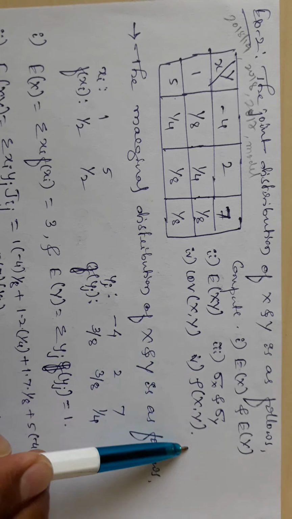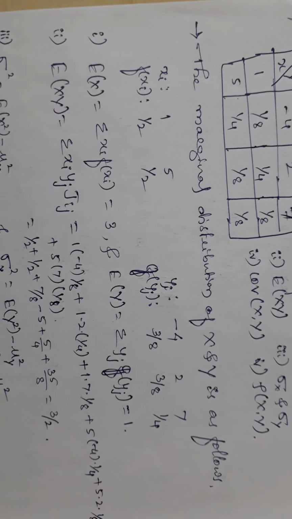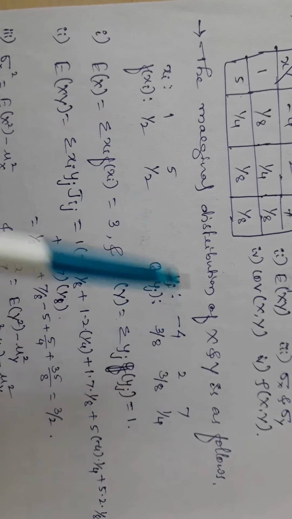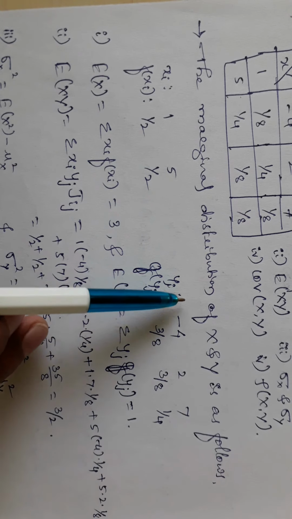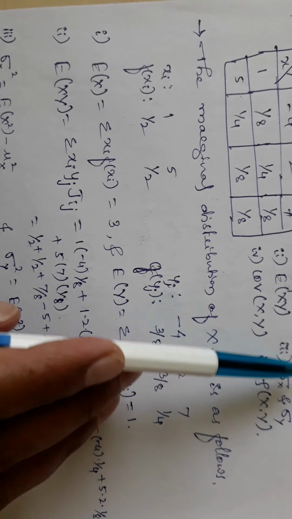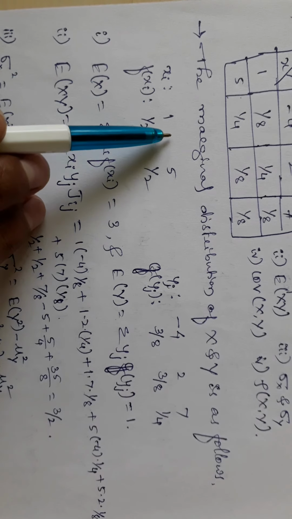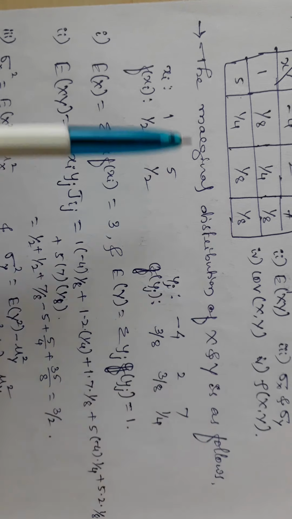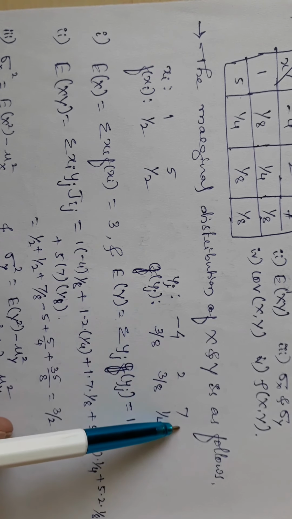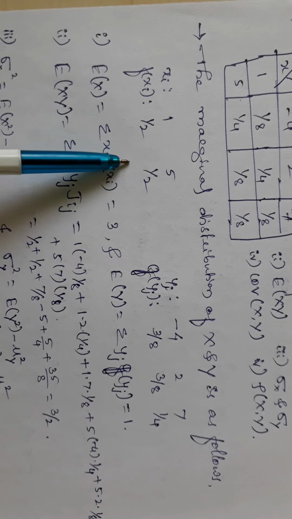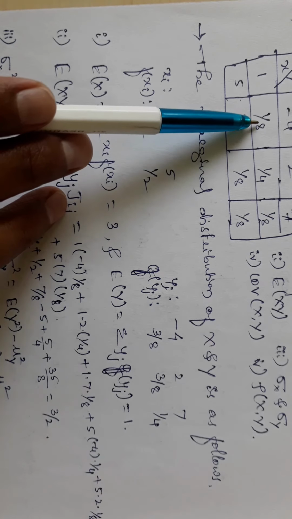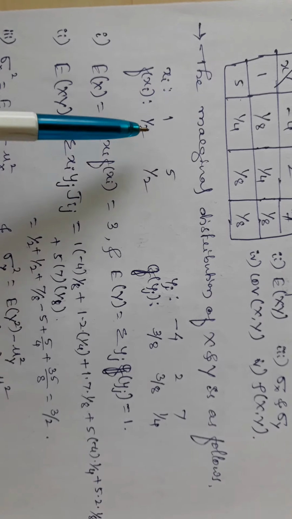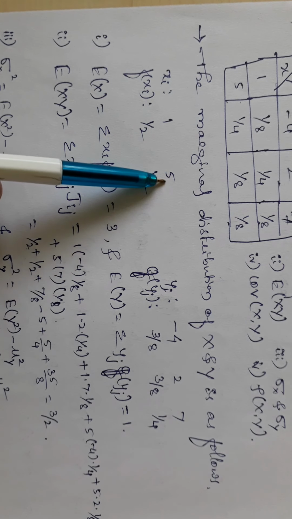fifth, correlation of xy. From the previous example we know how to find the marginal distribution; first we need to find the marginal distribution to compute the remaining values. Therefore, the marginal distribution of x and y is as follows. First we write the x values and y values, and the marginal distribution is only the sum of row values. Therefore, x is 1, x is 5.